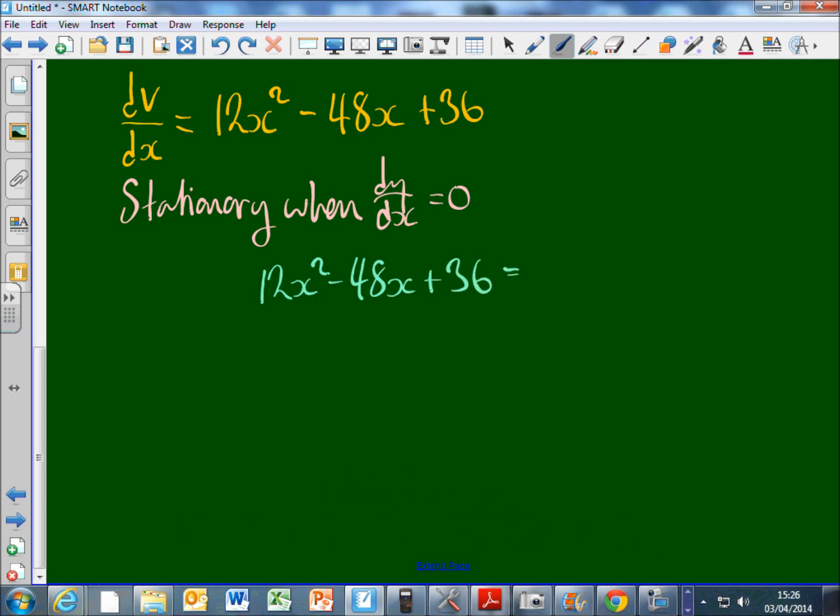We want to put it equal to 0. Now, the numbers are nice because we can do what to it? By dividing by 12, yeah, can divide by 12, so we'll get x squared. What's that going to be? Minus 4x plus 3 equals 0. Can we factorise it?